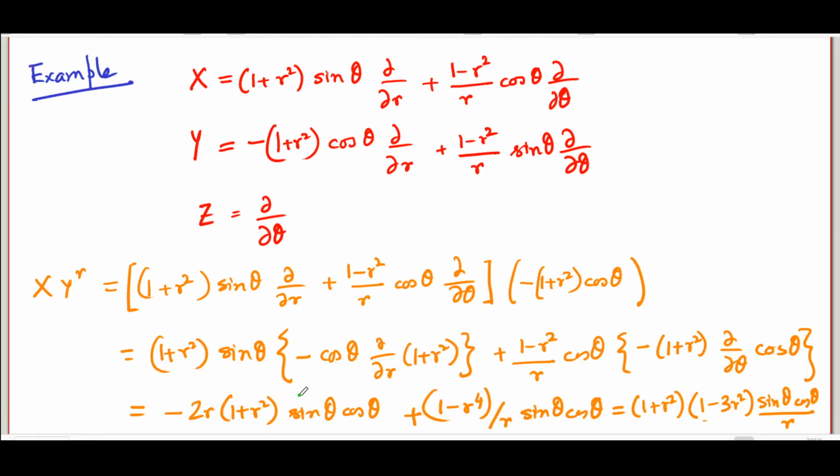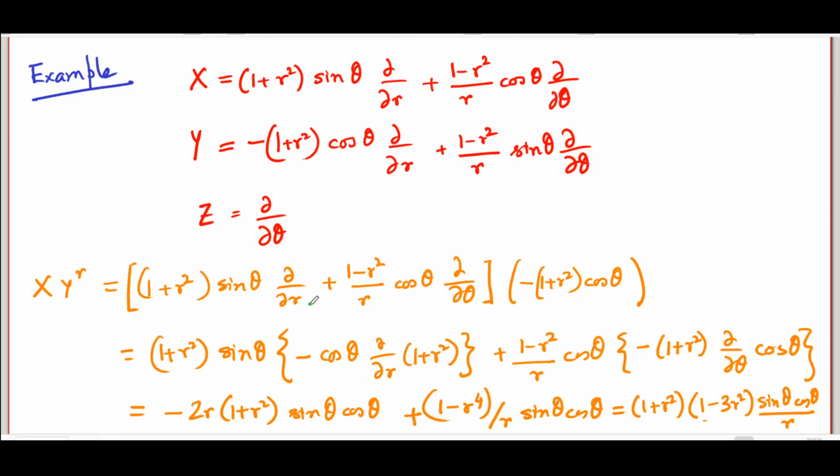So that will have an r component and a theta component. To calculate the r component from the formula, what we need to do is calculate x acting on y_r and y acting on x_r, and subtract the two. So what is x y_r? The y_r is nothing but this component, minus 1 plus r square cos theta. And this of course is the full x.